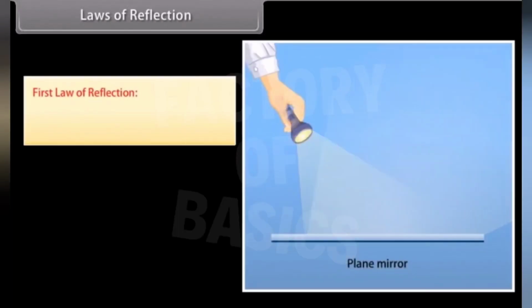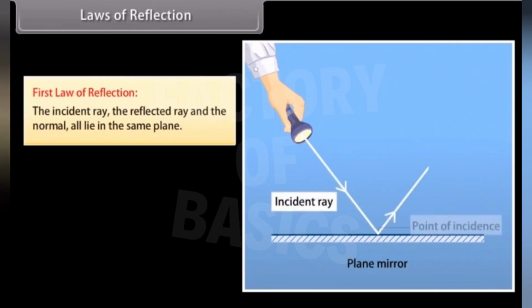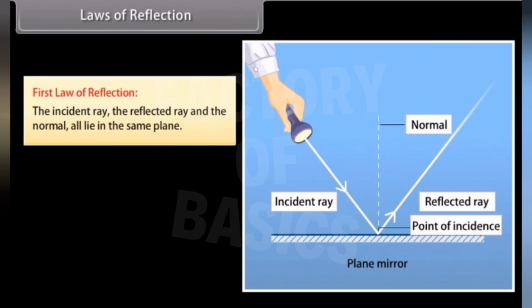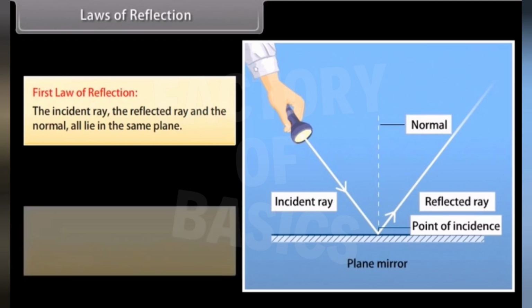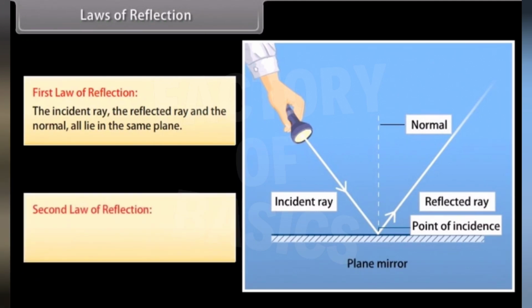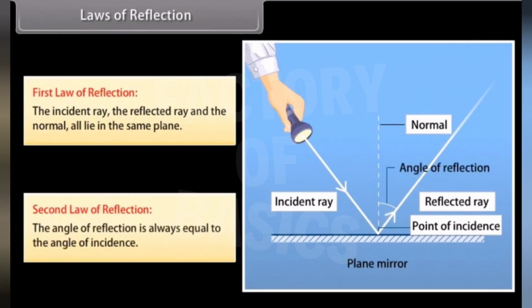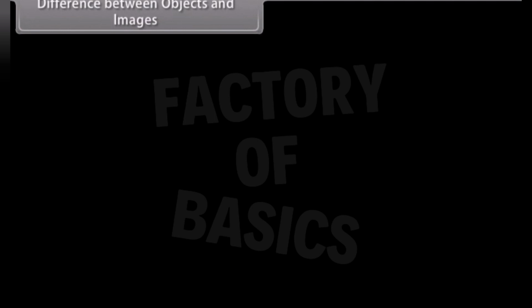Laws of reflection. First law of reflection. The incident ray, the reflected ray, and the normal all lie in the same plane. Second law of reflection. The angle of reflection is always equal to the angle of incidence. Difference between objects and images.